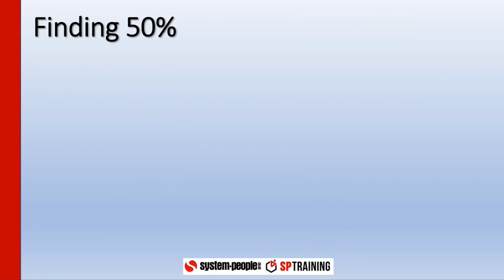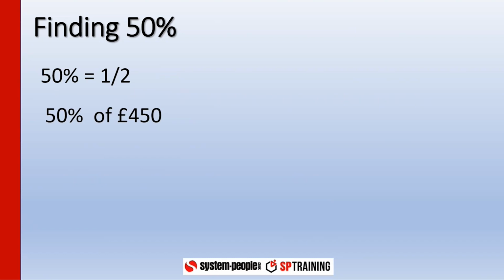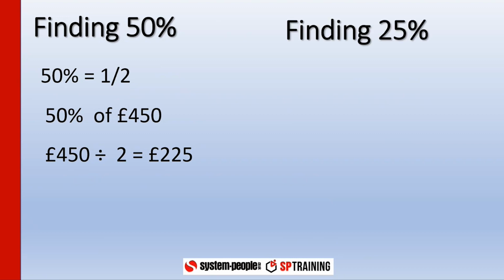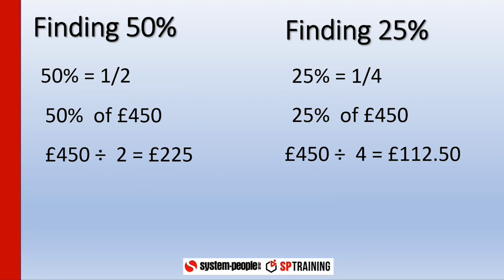The next one we can look at is finding 50%. Well, 50% is just half. So if you want to find 50% of 450, we just divide 450 by 2 to get 225. So 50% is the same as a half. So 50% of 450 is 225. And for a quarter, for 25%, which is a quarter, we're going to divide our number by 4.